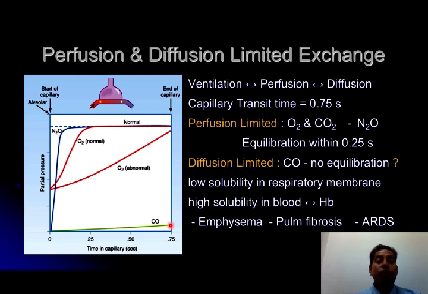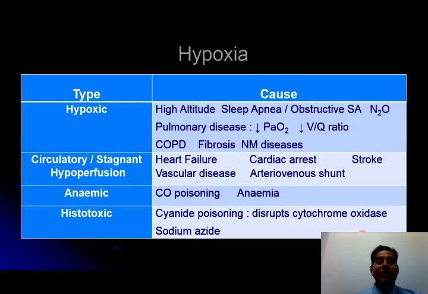Whereas in case of perfusion limited gases, the amount of exchange will be limited by the amount of perfusion, which means the more the perfusion, the more the exchange. Whereas in diffusion limited, the more the diffusion, the more the exchange. Now, diffusion limited capacity will be decreased in conditions like emphysema, pulmonary fibrosis, as well as the adult respiratory distress syndrome, what is called ARDS.